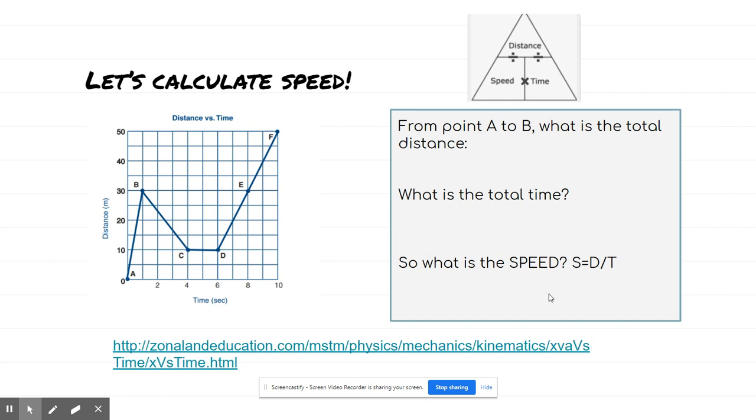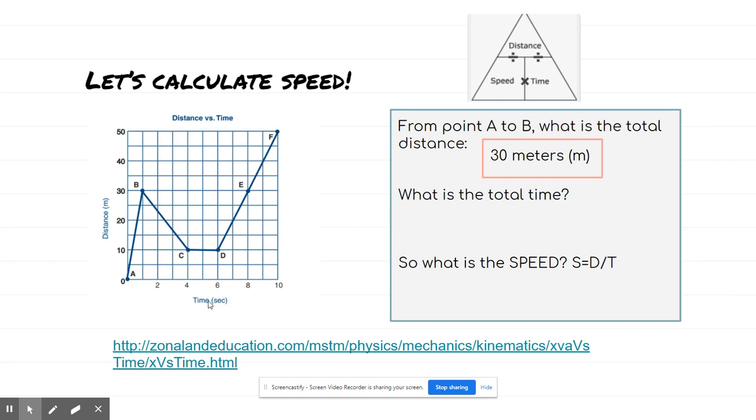So it says from point A to point B, what is the total distance? Well, here's A at 0 and here's B at 30. Okay, so the distance is from 0 to 30. So it's 30 meters.